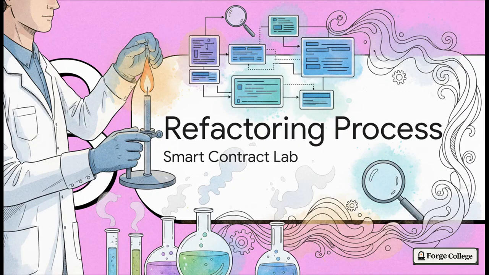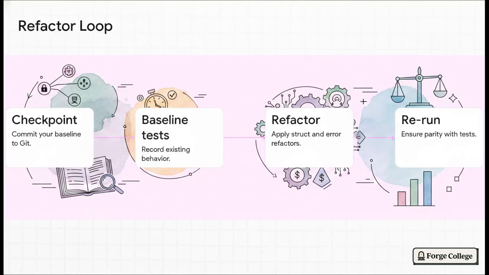All right, Section 3, the refactoring process. Welcome to the Smart Contract Lab. This isn't just about randomly hacking away at your code. It's a precise scientific method. You want to follow these steps religiously. First, branch off and create a safety checkpoint in Git. Always have a backup. Second, run your baseline test from Lesson 3 so you have a solid record of success. Third, apply your struct compressions and error refactors. And finally, Step 4, rerun your tests to ensure behavioral parity.